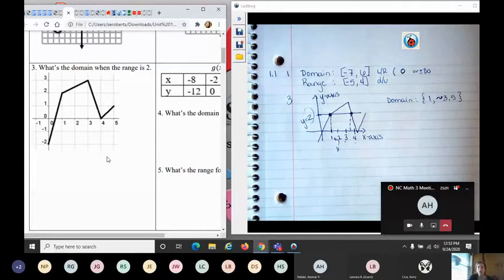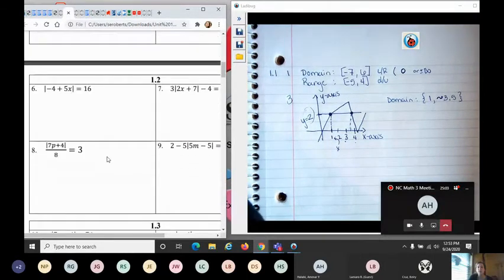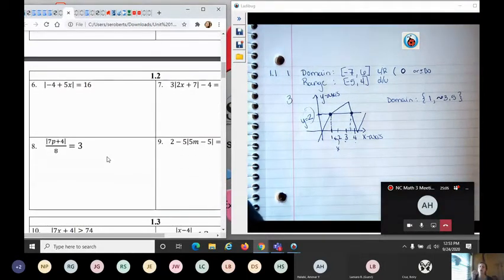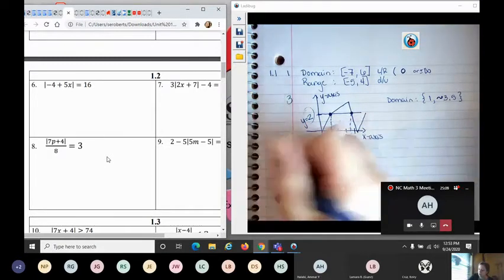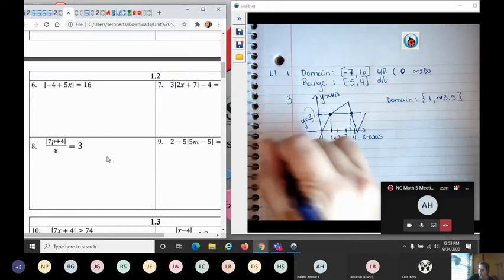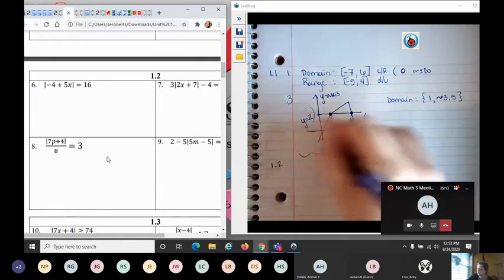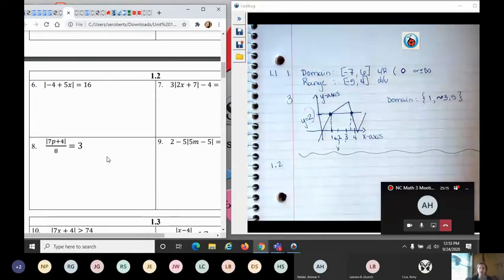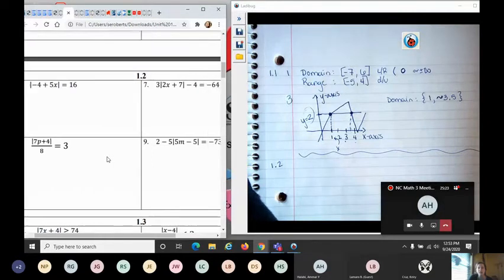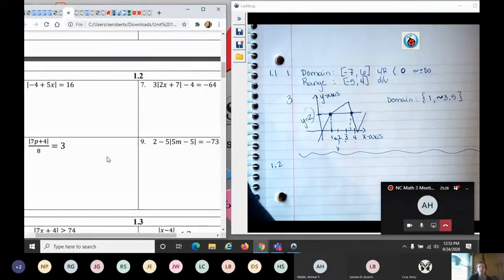So we've done 2 problems in 1.1. So we're going to move on to 1.2, which is solving the absolute value equations. Okay, so we're moving on to 1.2. I'm going to do a little wiggle to show that we're moving on to a next section. And then can somebody tell me one of these 6 through 9 that looks particularly challenging to them, and we can do that one.